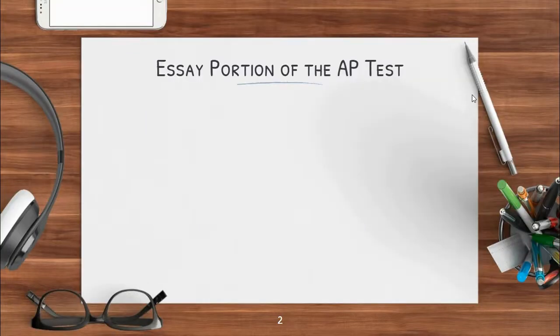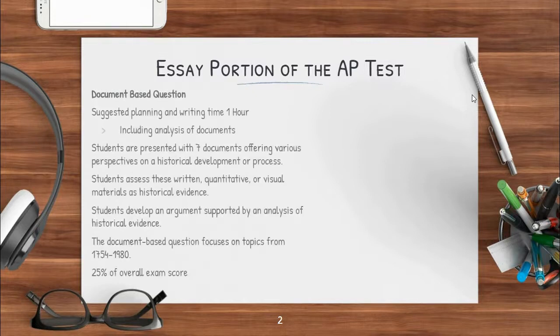First, I want to briefly discuss how this will look on the AP test, and then we'll get into the rubric points. The document-based question has a suggested planning and writing time of 1 hour, which includes the analysis of the prompt and the 7 documents. The College Board recommends students spend 15 minutes on the documents. I think that time will vary depending on the skills of the person taking the test and whatever strategy they are using. When writing the essay, the students need to develop an argument that addresses the prompt.